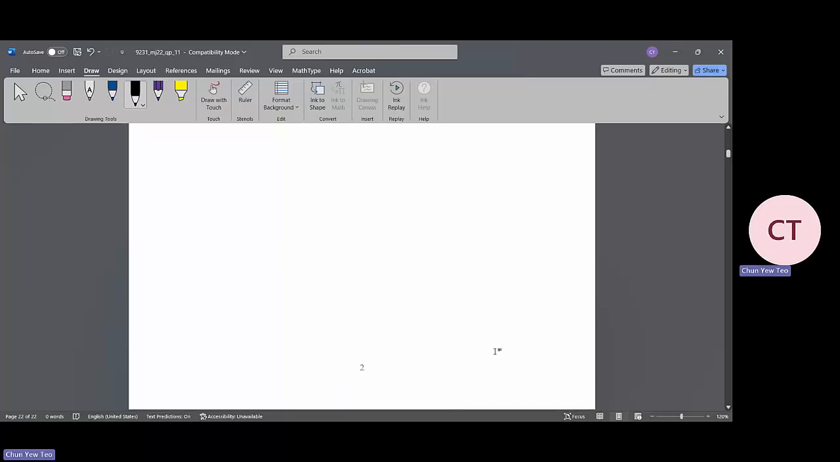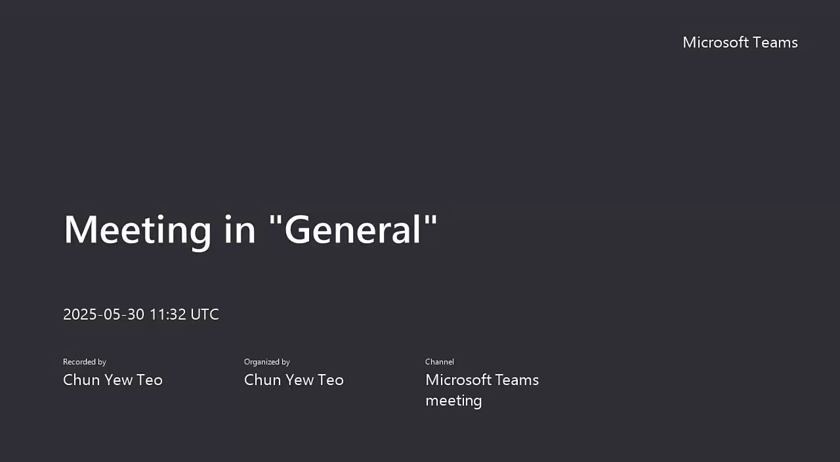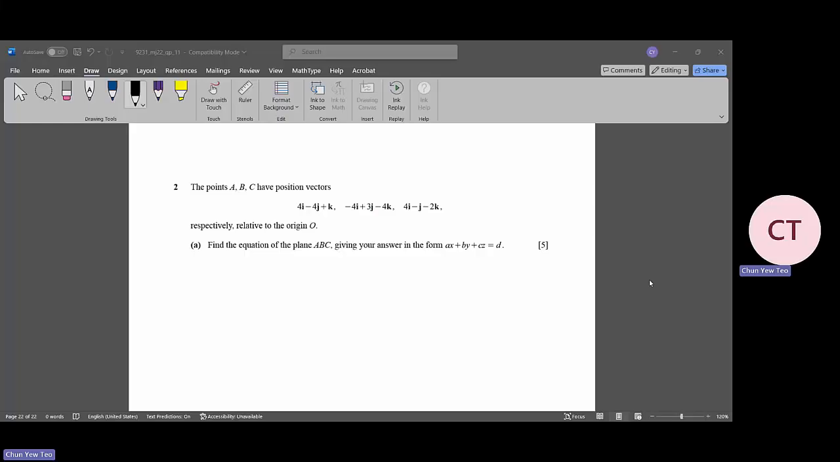And now we move on. We have question number 2. Number 2, we have the points A, B, C that are given. The position vectors look like this. Find the equation of the plane ABC, giving the answer in Cartesian form. So what you need to do is I will write this in matrix form.